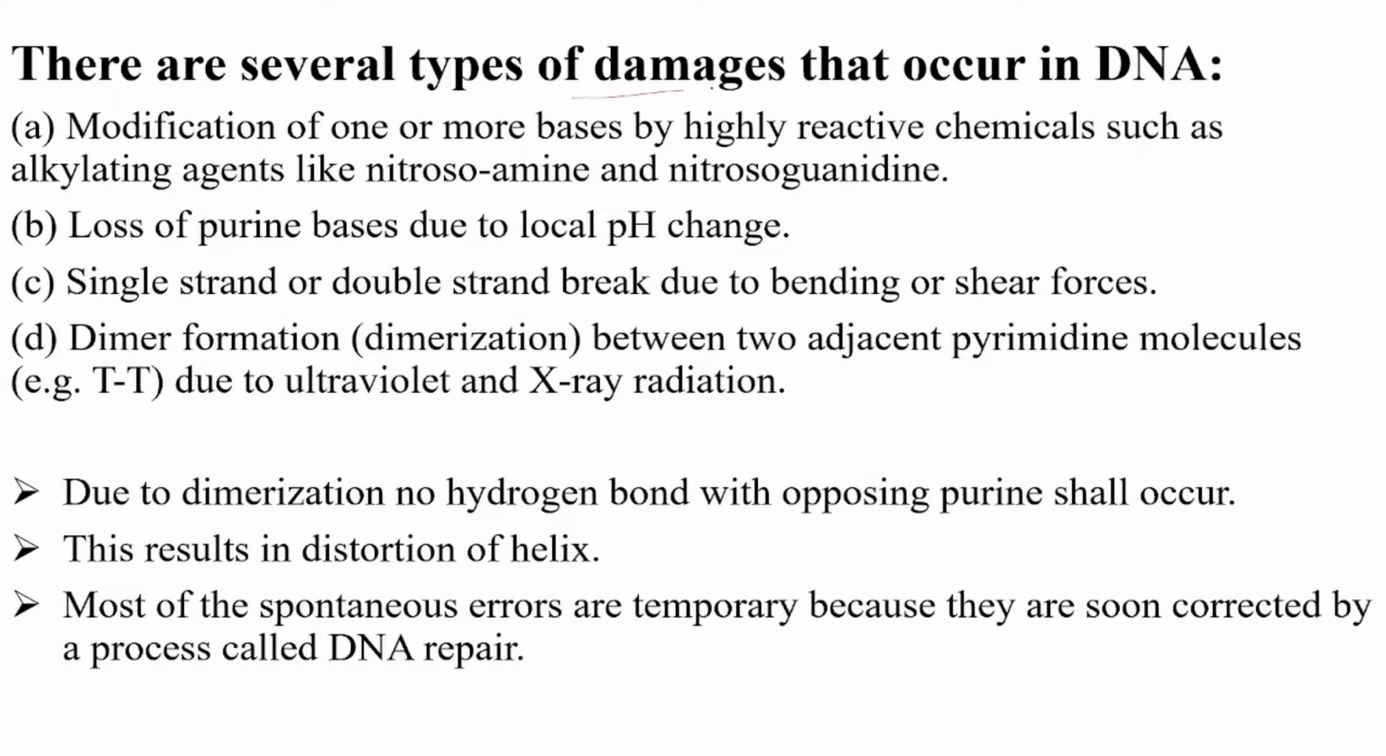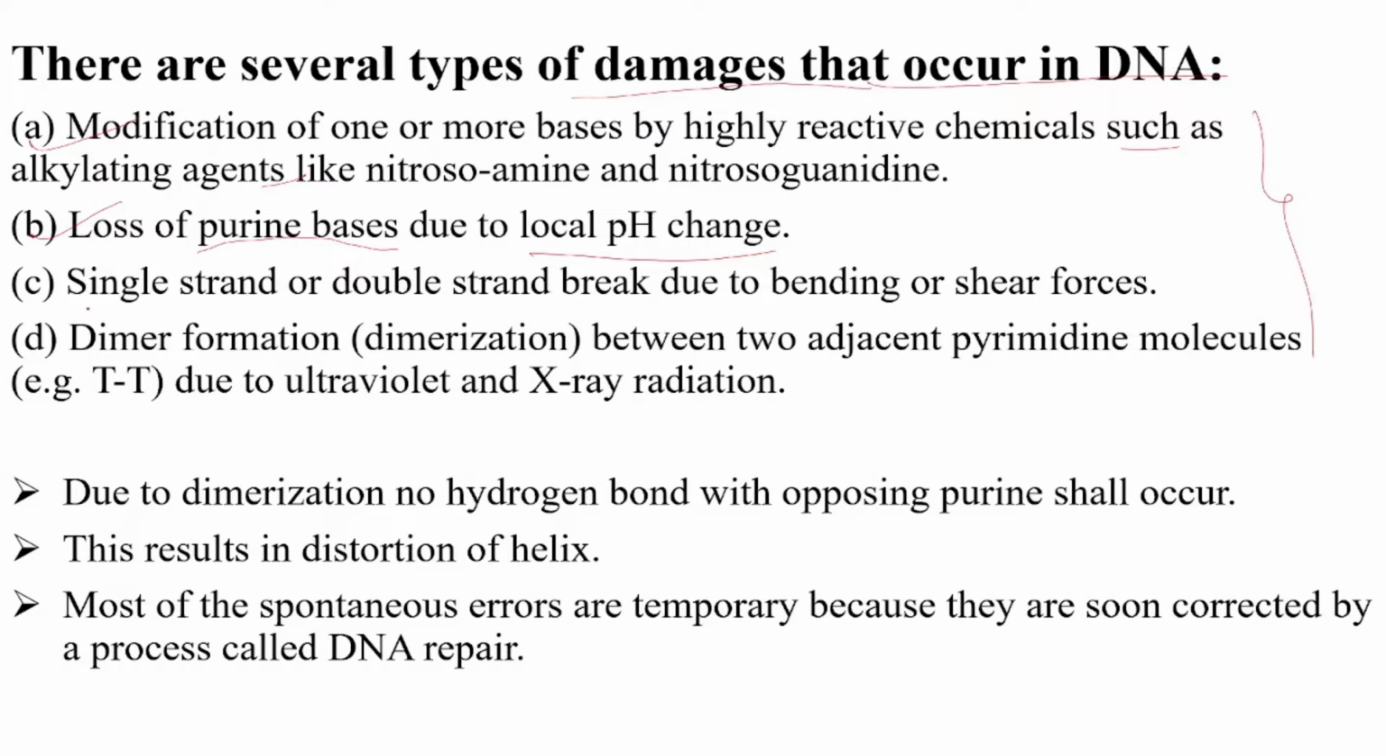There are several types of damage that occur in DNA. What is first? Modification of one or more bases by highly reactive chemicals such as alkylating agents. Then loss of purine bases due to local pH change, which we call depurination. We have already discussed this in the DNA damage lecture. If the person watching this video does not know about this, they can go to my channel Biology Board and see the previous lecture on DNA damage. You will get all these points there.